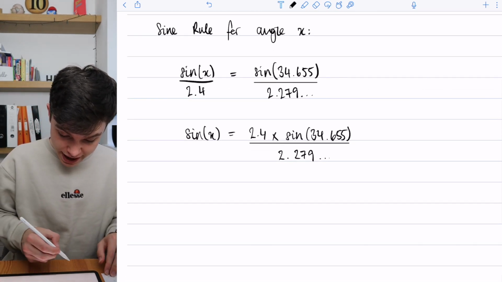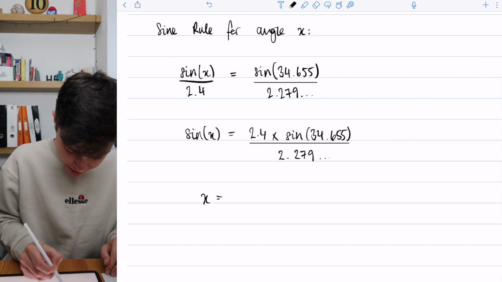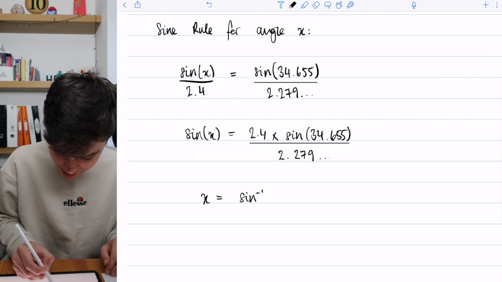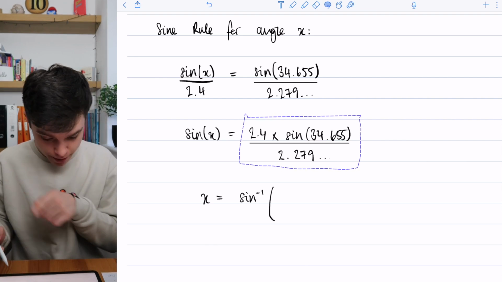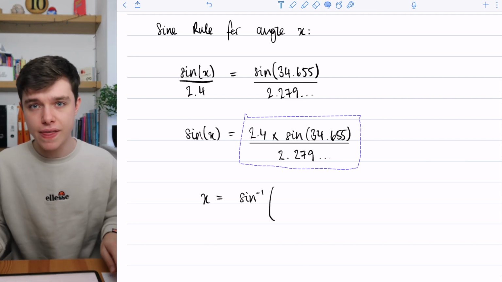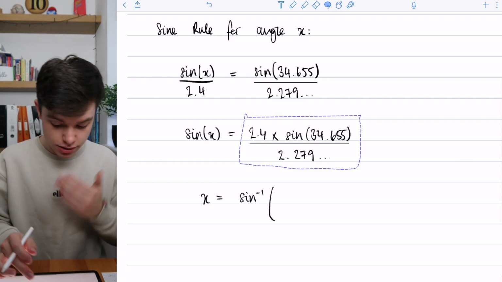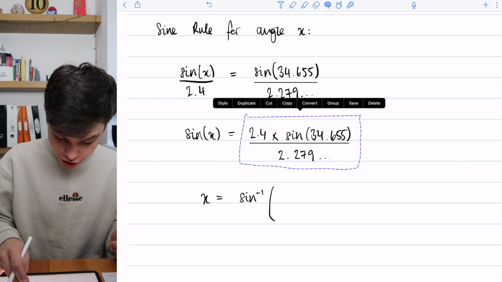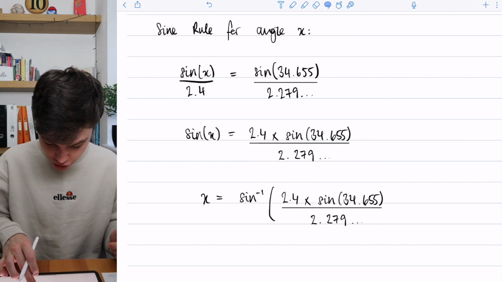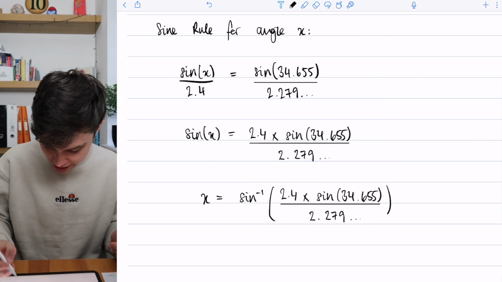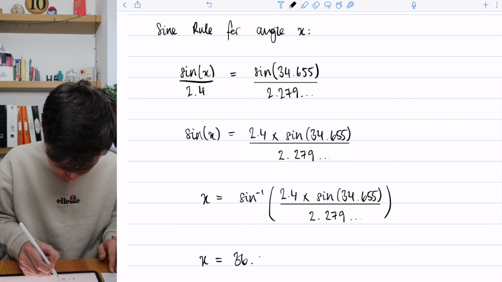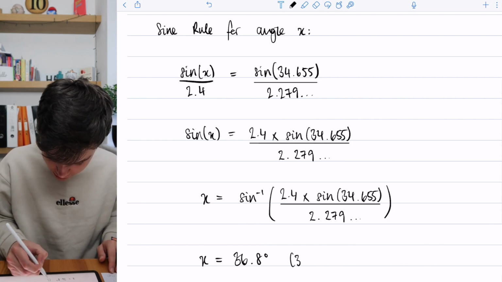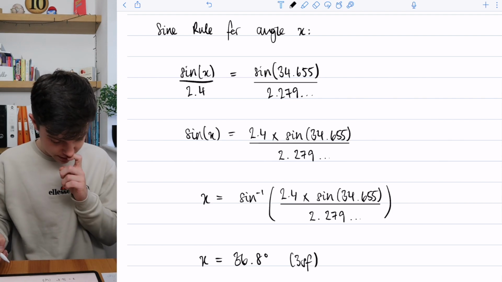And then we could just take the inverse sine on both sides. So inverse sine of this, I'll probably put that bit that I've boxed off there in your calculator first, but you don't have to. It will just reduce errors if you do. We'll duplicate that there. We're taking the inverse sine of that to give me x is equal to 36.8 degrees to 3 significant figures, okay?